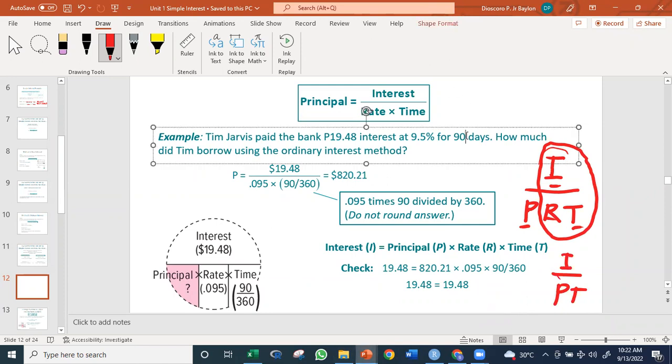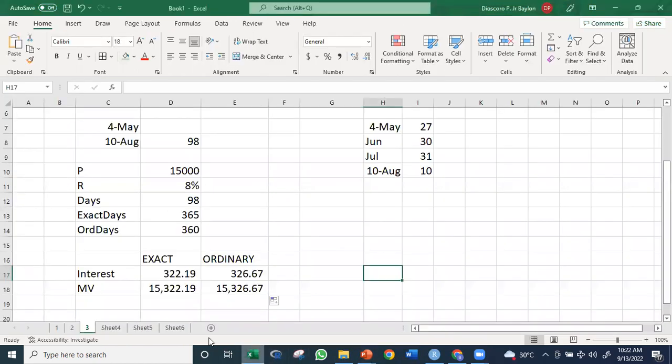All right, so let's copy this problem. Let me copy this to Excel.